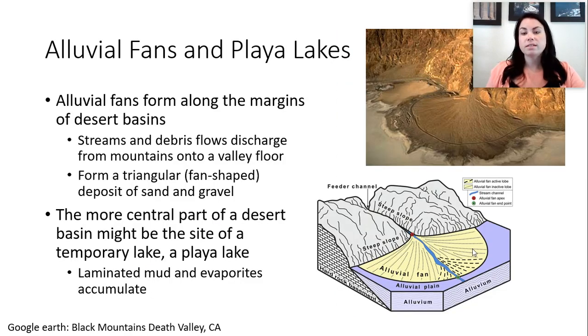Okay, let's look at alluvial fans and playa lakes. Alluvial fans form along the margins of a desert basin. This is where we have stream and debris flow discharged from mountains onto a valley floor. They form a triangular, fan-shaped deposit of sand and gravel. This top right picture is from Death Valley. If you were to look at a cartoon version of that, you see that there's this channel that feeds sediment down this slope. As it reaches the valley, it spreads out into a fan, into the alluvial plain. And if we were to look at this on Google Earth, I'm going to switch windows here.